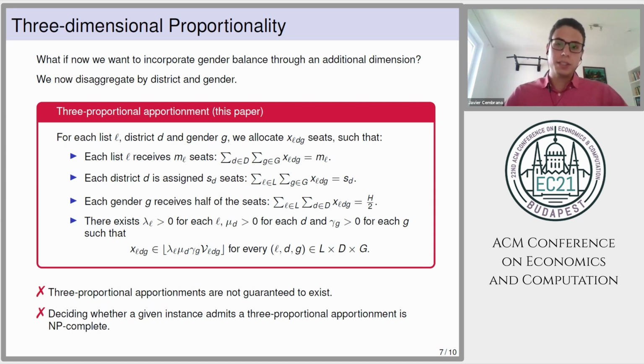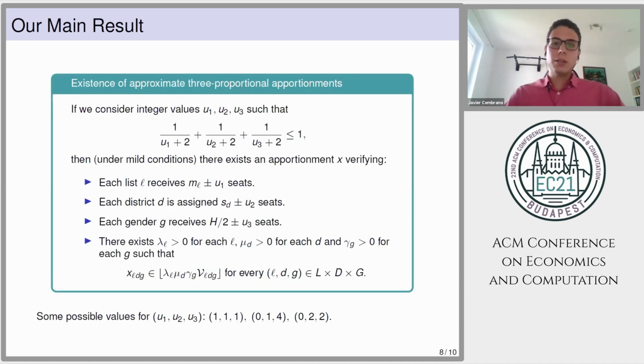In particular, the first one, because it says that there are instances of the problem for which we are not able to find an apportionment simultaneously verifying proportionality and satisfying the marginals. However, in our main result, we are able to prove that there exists for every instance an apportionment satisfying proportionality and approximately verifying the marginals. What do I mean by this? If we consider values U1, U2, and U3, such that the sum of the inverses of these values plus 2 is less or equal than 1, then there exists an apportionment X verifying the following.